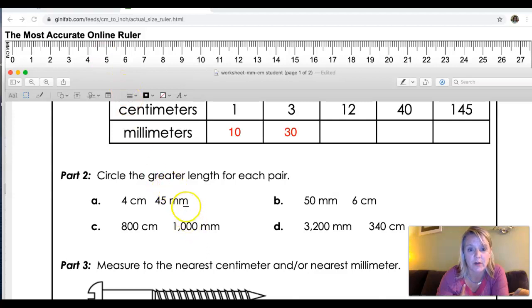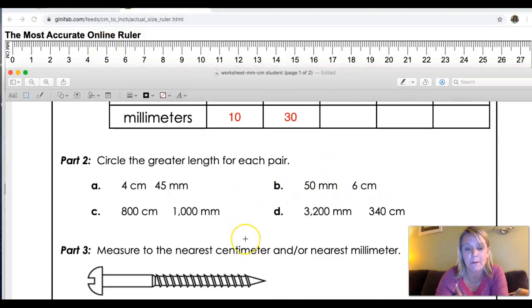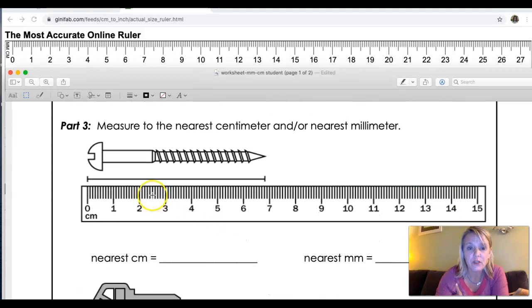So this one's bigger. Over here on B, 50 millimeters. Well, how many centimeters are 50 millimeters? 10, 20, 30, 40, 50. 50 millimeters is 5 centimeters. So that would mean that this is bigger. Okay? Down here, you're measuring to the nearest centimeter and nearest millimeter.